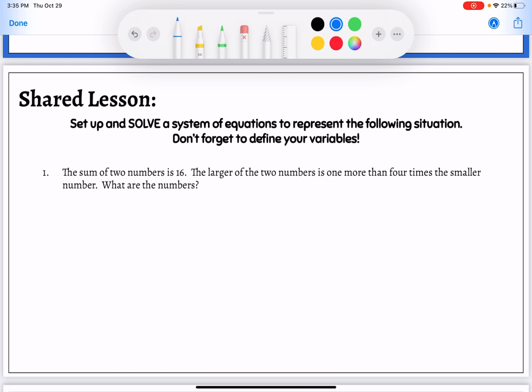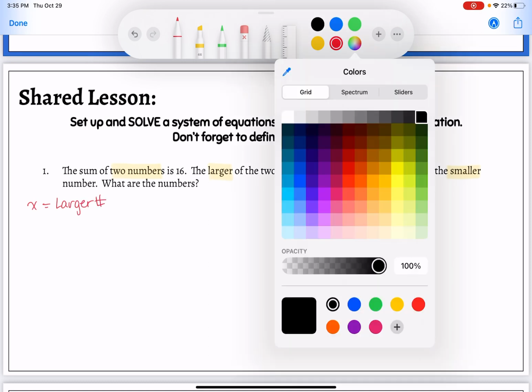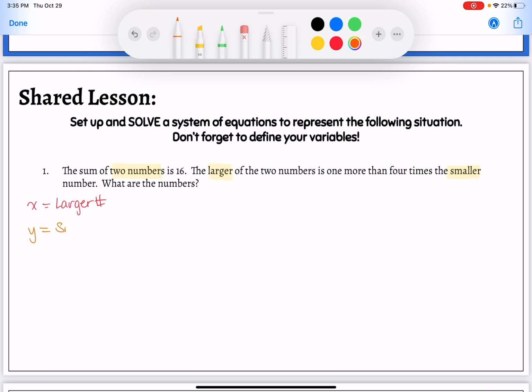All right, so let's get into our actual ones for today where we're going to set them up and solve them. Number 1, the sum of two numbers is 16. The larger of the two numbers is 1 more than 4 times the smaller number. What are the numbers? Okay, so I'm talking about two numbers in this one, right? But later on it talks about the larger number and the smaller number. So that's how I'm going to define my variables. I'm going to say X equals the larger number, and Y equals the smaller number.